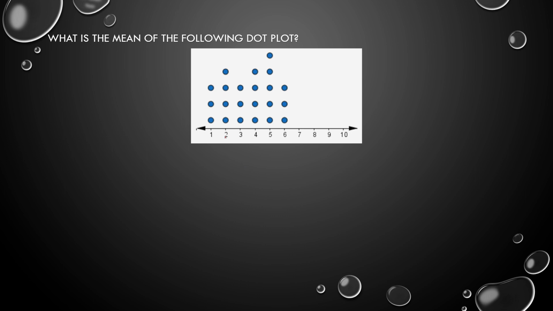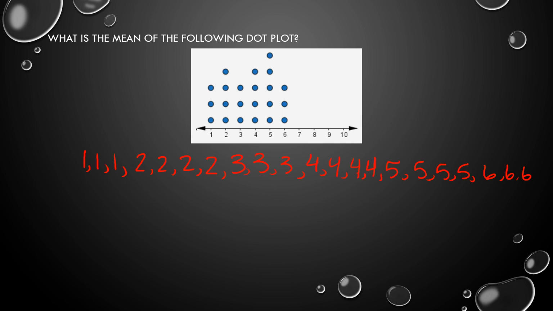So looking at this data here, I have 3 ones, which means if I were to write out my data, I'd have 1, 1, 1, 4 twos, so I'd have 2, 2, 2, 2, 3 threes, 4 fours, I'd have 5 fives, and 3 sixes. So this would be that data set written out from this dot plot. So every dot above your number is how many of that number you have.